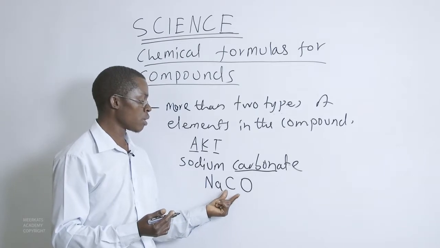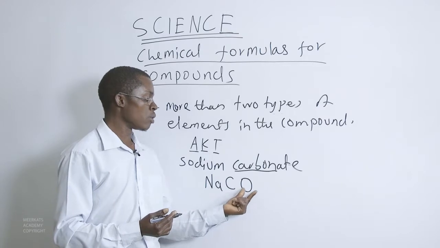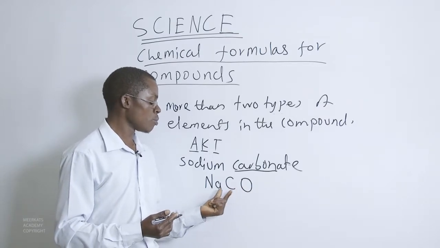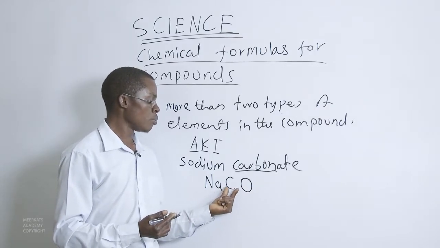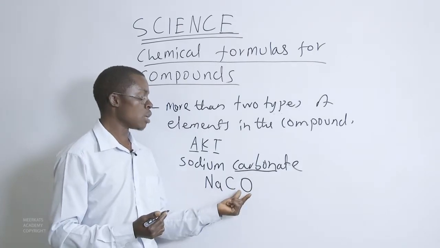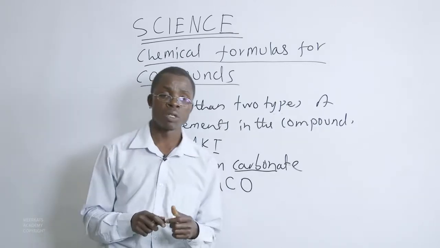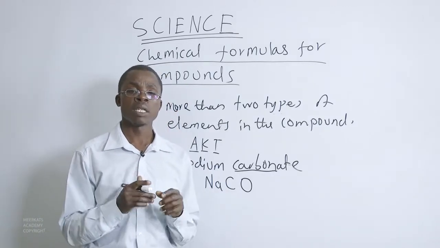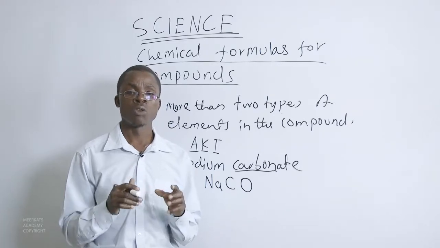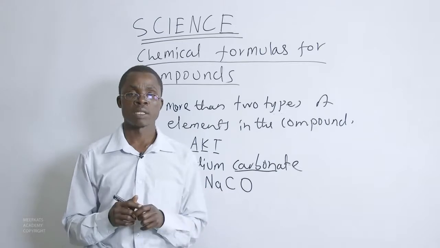When we write the formula of sodium carbonate, you will realize that sodium will be 2, carbon will be 1, and oxygen will be 3. But in the name, the oxygen is not appearing. What does this tell us? It tells us something to do with how these compounds react.